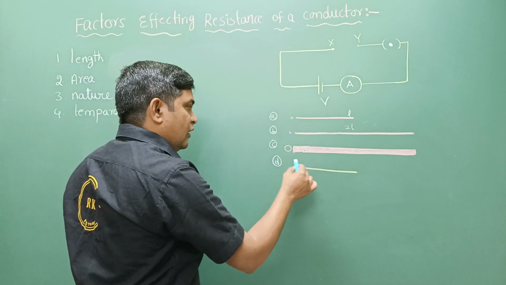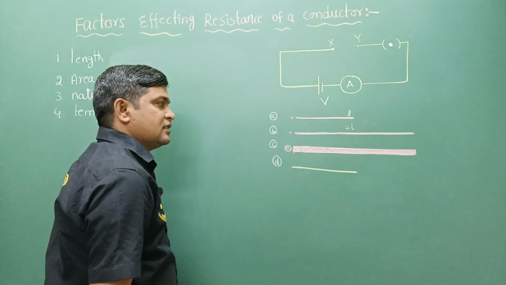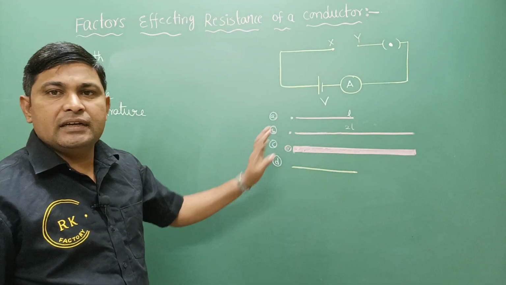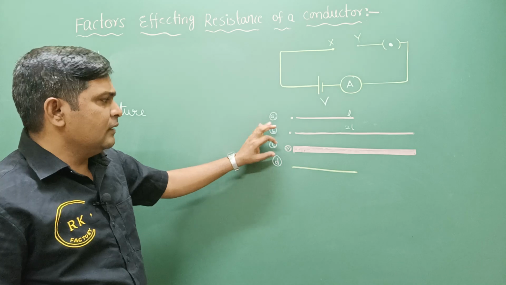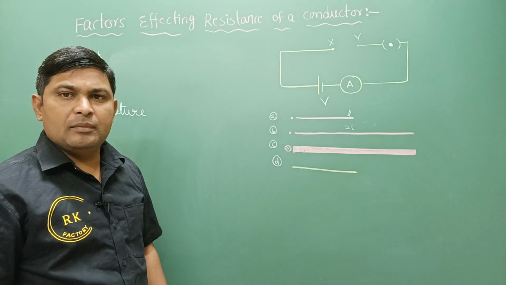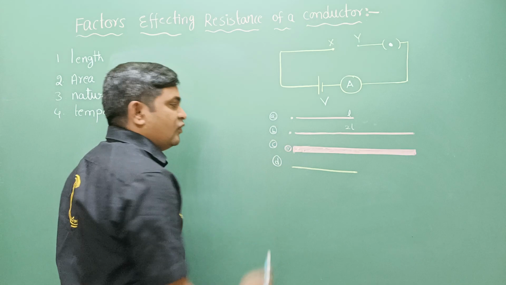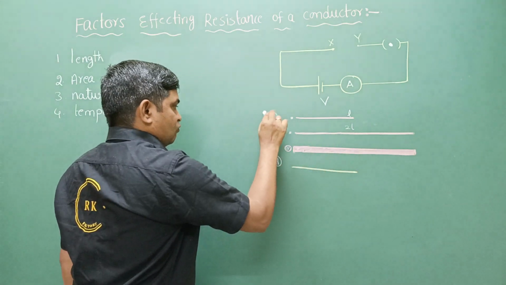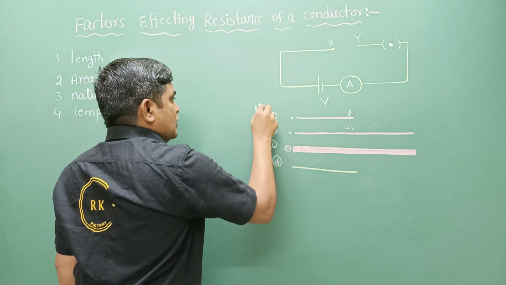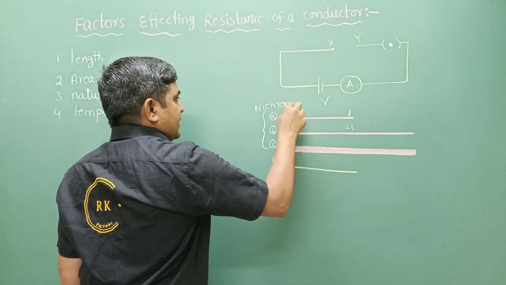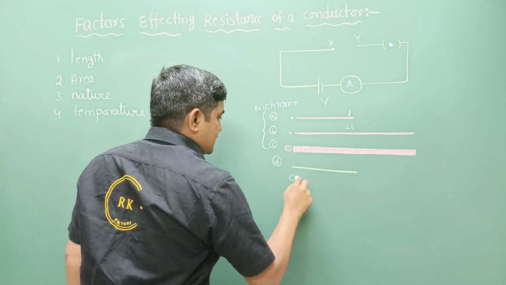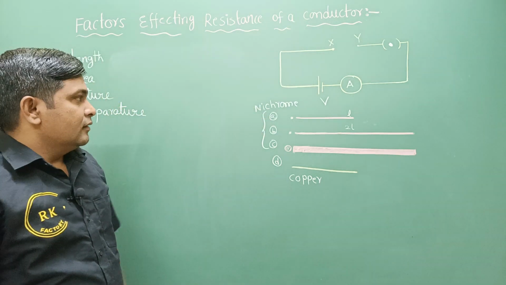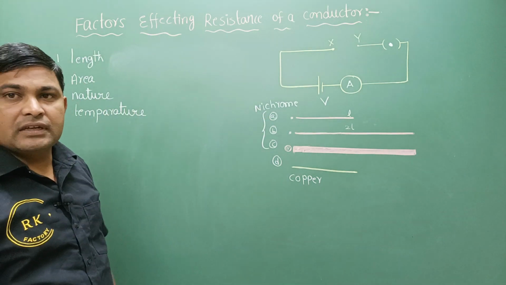Now the same material again, but the cross sectional area is different. Here the cross sectional area is small, though I am not taking it to scale, but I am saying it is double in area. But here is another different color I have taken. Let us say all these three wires belong to nichrome, but I am taking this one as a copper wire. Why do I have to take a different one? We will understand when we consider the factors.